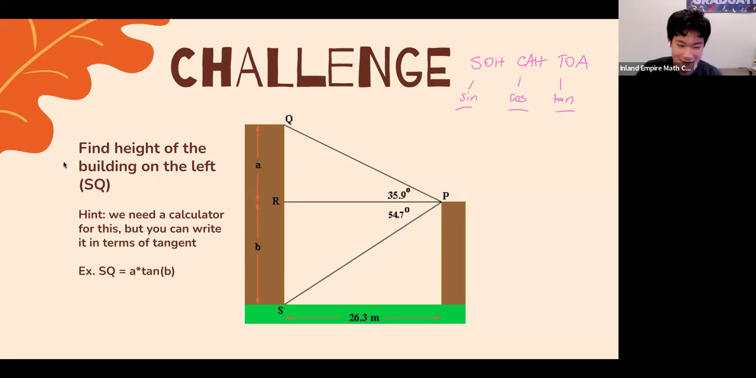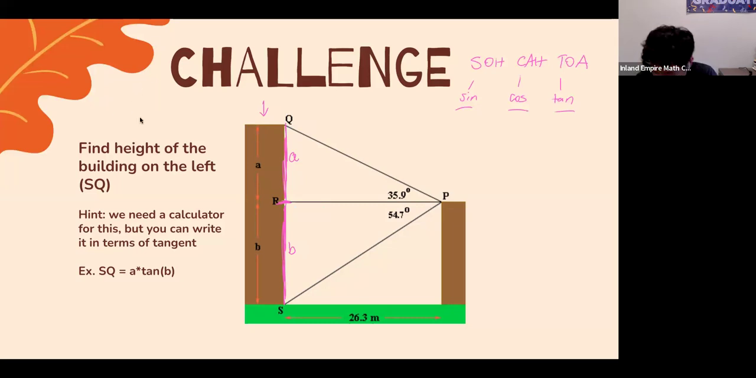So again, first step, always, whenever we see a multi-step problem, identify what we know and identify what we want to find. So the height of the building on the left side is this building right here, right? The height of it is just A plus B, okay? So I'm going to draw it out so that you can better see it. Let's let this be A and this be B. Okay, so that's what we're trying to find.